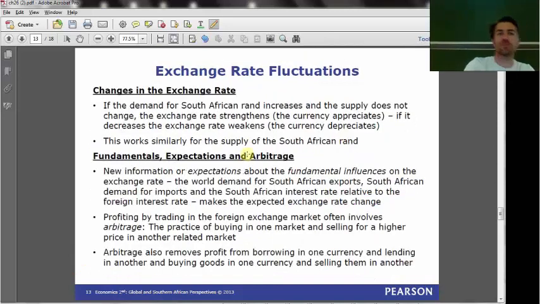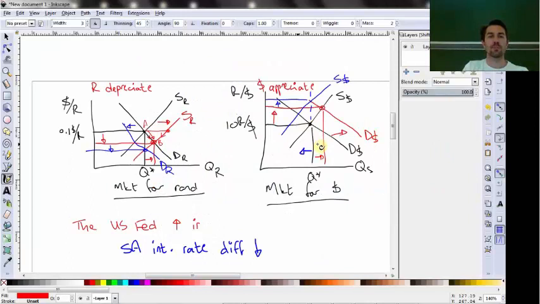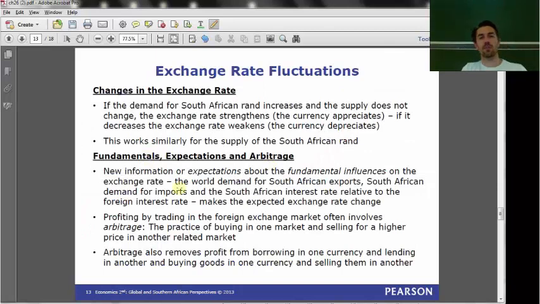So we can shift demand, shift supply, and then we're going to see changes in the exchange rate. If the demand for South African rand increases and the supply does not change, the exchange rate strengthens. In other words, the currency appreciates. If demand decreases, then the exchange rate weakens, which is to say the currency depreciates, which is what we've seen here. When the demand for rands shifts to the left, the rand depreciates. So if the demand for rands decreases, the exchange rate weakens, the currency depreciates.